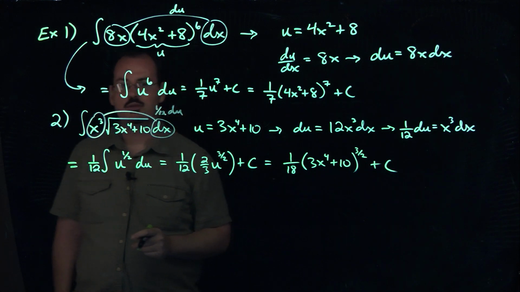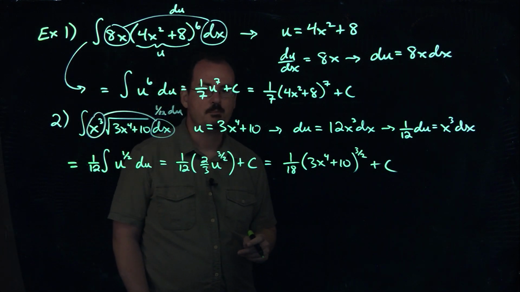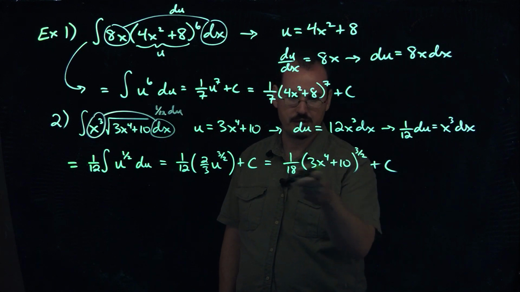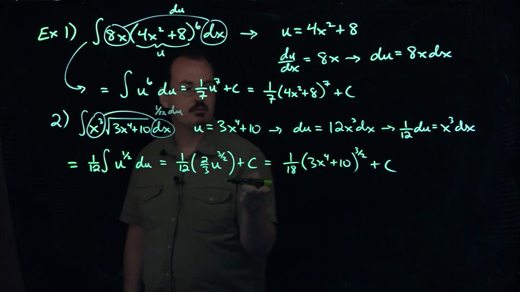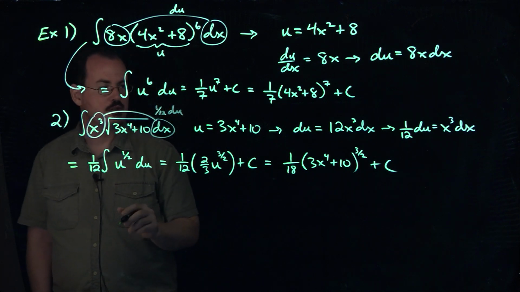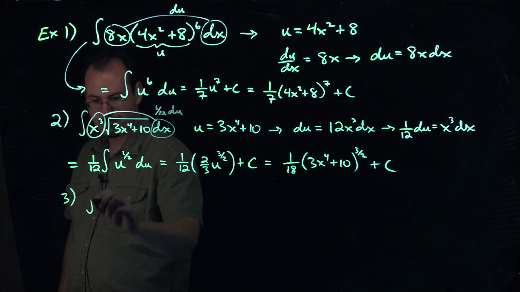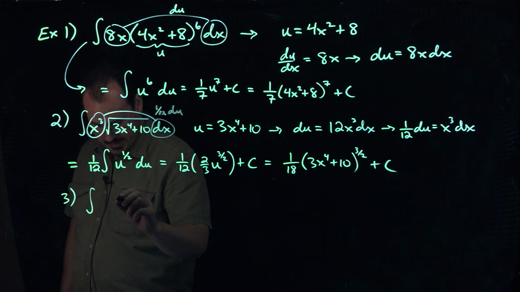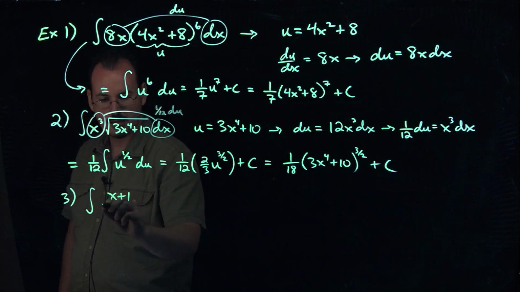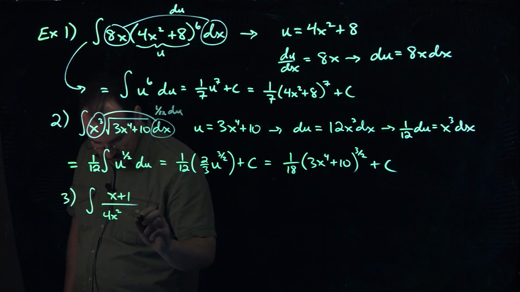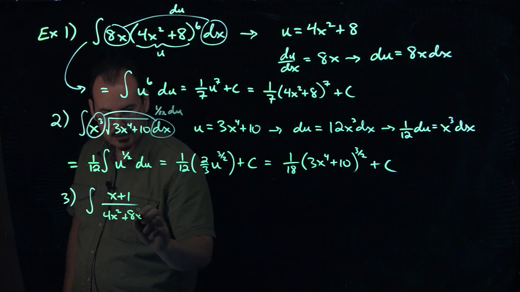And just remember that you can always check your answers on these antiderivatives by just taking the derivative of your answer. What should happen when you take that derivative? You should get the thing that you started with here. So let's do the third example. Similar again. So this is 4x squared plus 8x to the 3rd power.